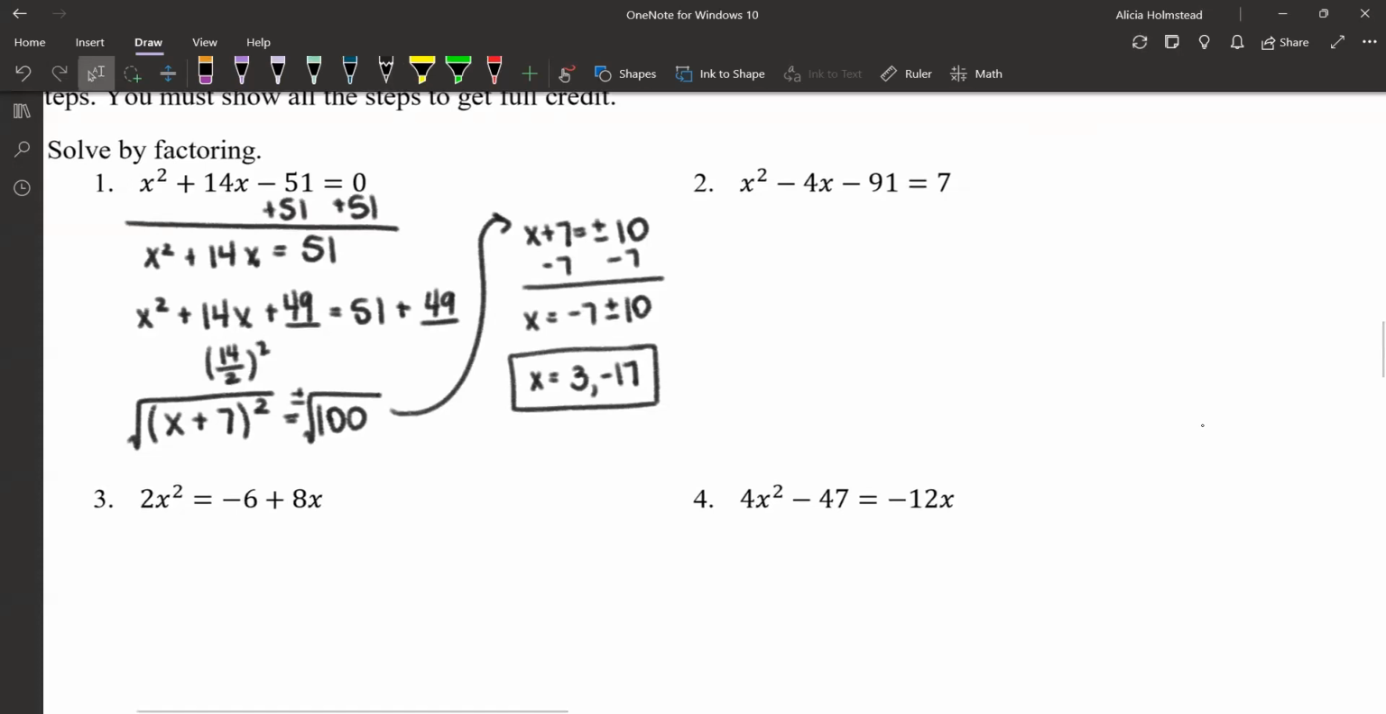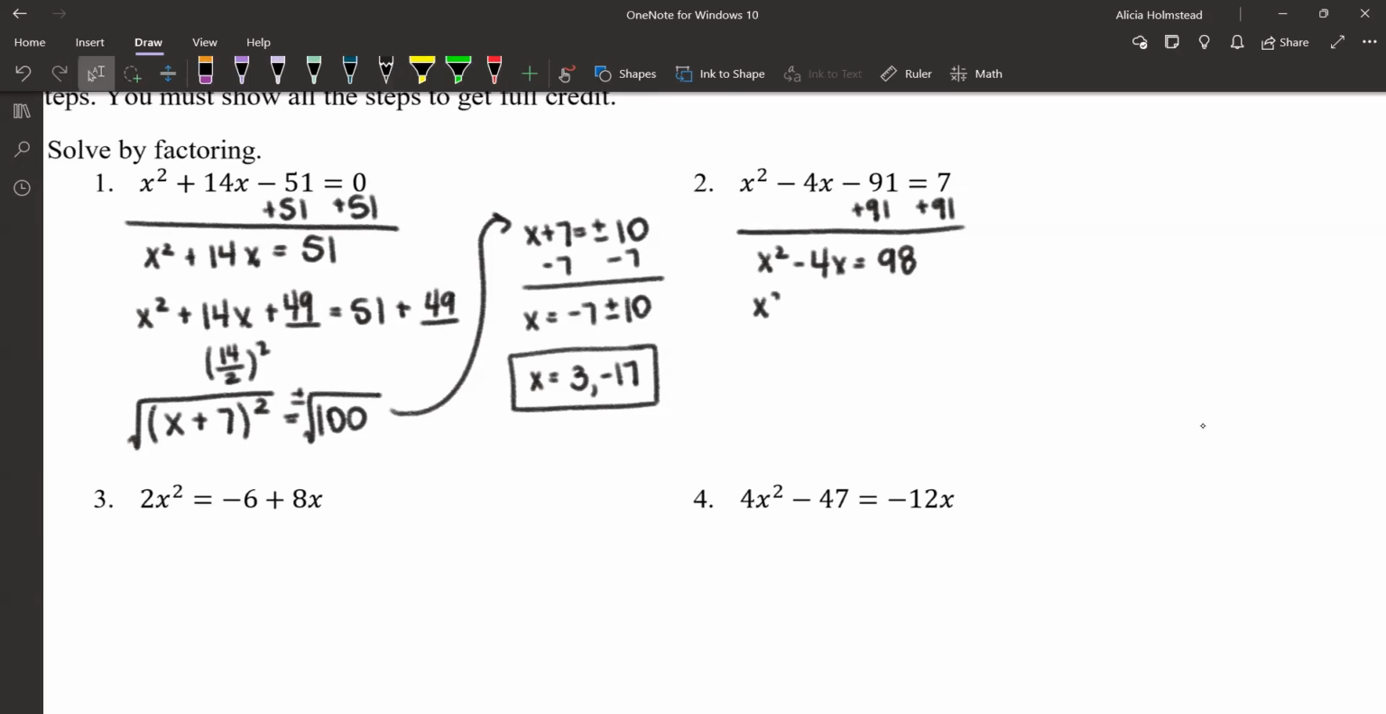All right, number 2. The first thing that we need to do is get the x terms on one side and the constants on the other. So we'll add 91 to both sides. So we end up with x squared minus 4x equals 98. Step 2 then is, if the leading coefficient is not a 1, factor out the leading coefficient. Fortunately for us it is a 1, so we can move to step 3, which is to complete the square.